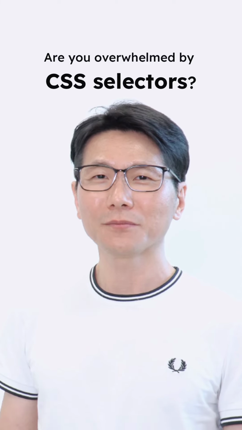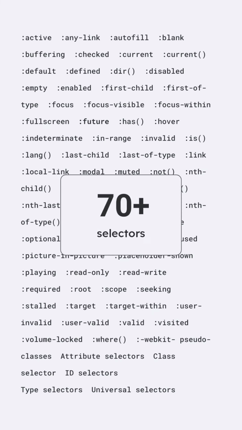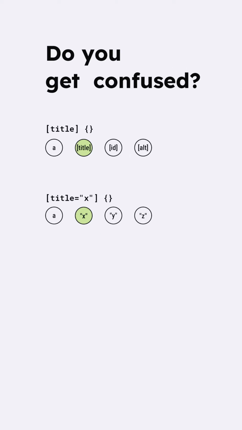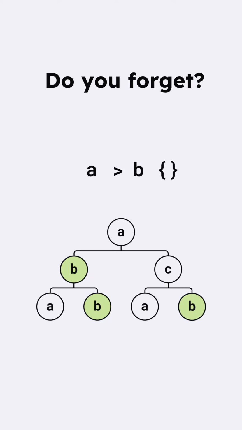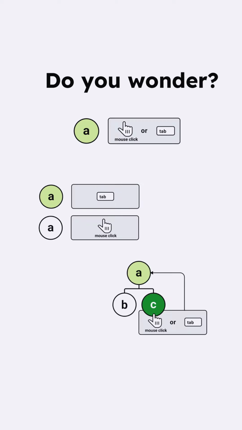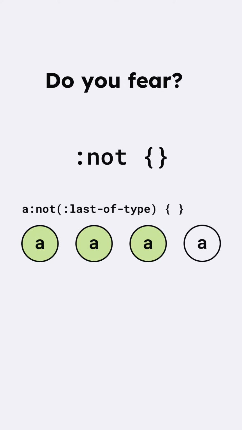Are you overwhelmed by CSS selectors? With the numerous selectors and more on the way, it's easy to feel lost. Do you get confused by all the different CSS selectors? Do you forget which selectors to use? Do you wonder if there are better options? Do you fear missing out on new selectors?